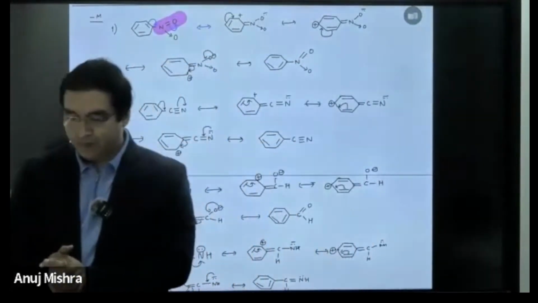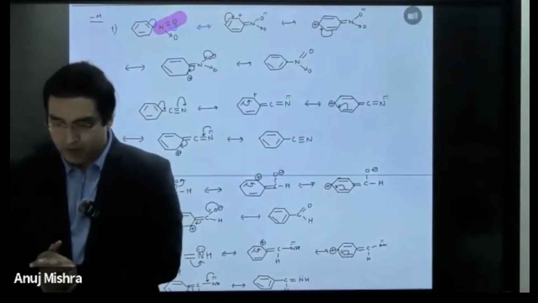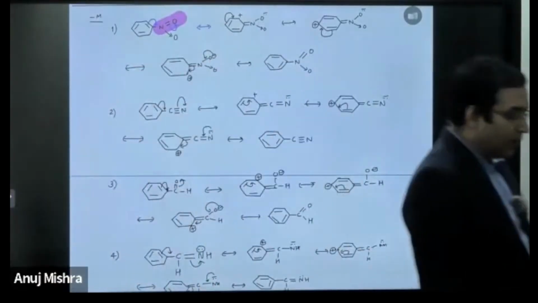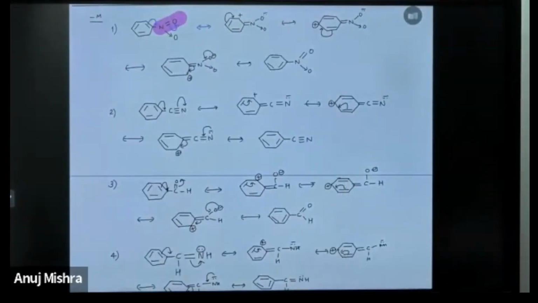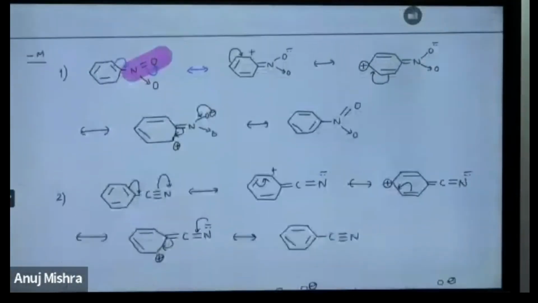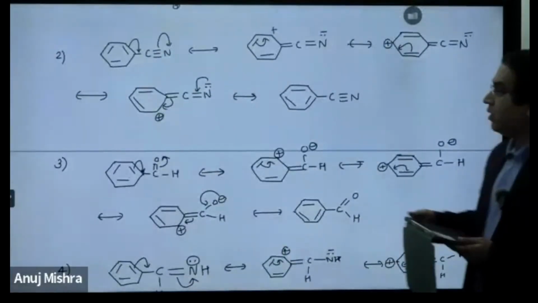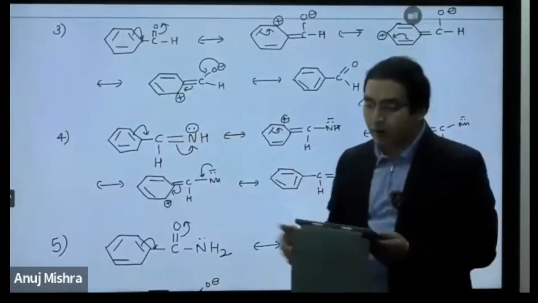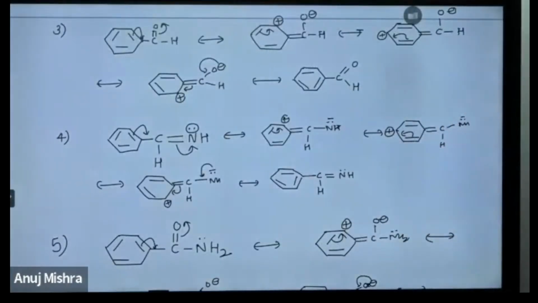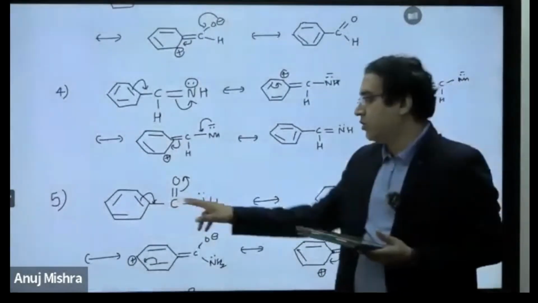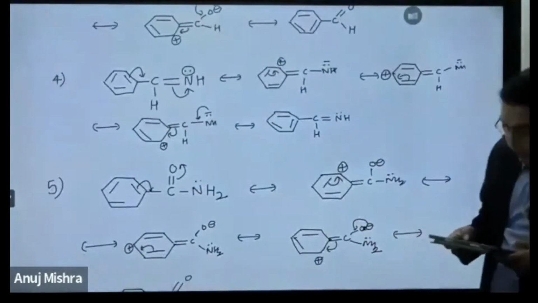Will you draw them? Niharika, Chinmay, Adya, can you take it as an assignment and complete it at your own pace? Write down these cases, note them. Second case you wrote CN, third case CHO, fourth case CH double bond NH, fifth case CONH2. Please practice for these.